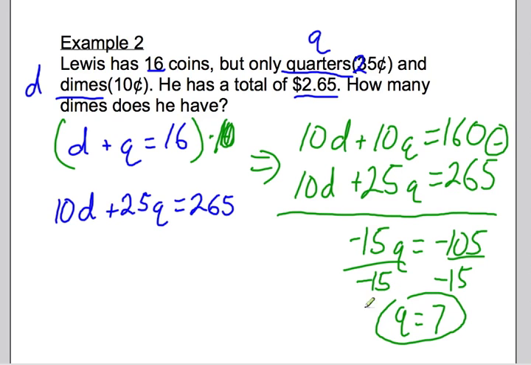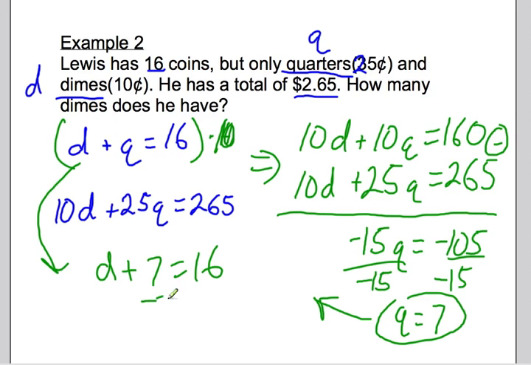And we have to find the number of dimes. Well, the dimes plus the quarters is 16. So we have D plus 7 equals 16. So the number of dimes equals 9. Okay, so we have dimes is 9, quarters is 7. They add up to 16, so that makes sense.